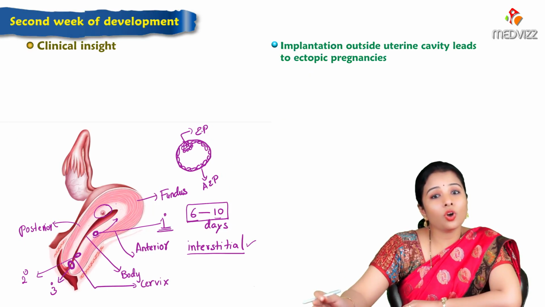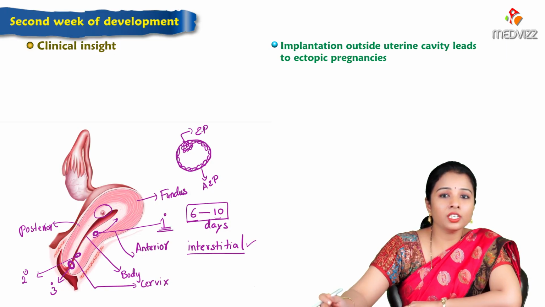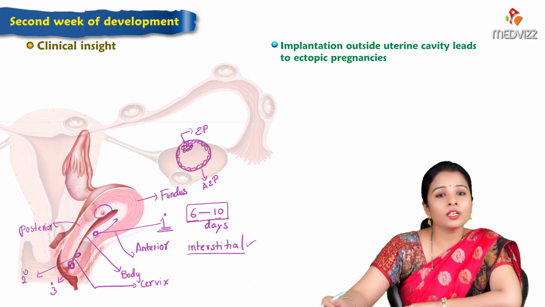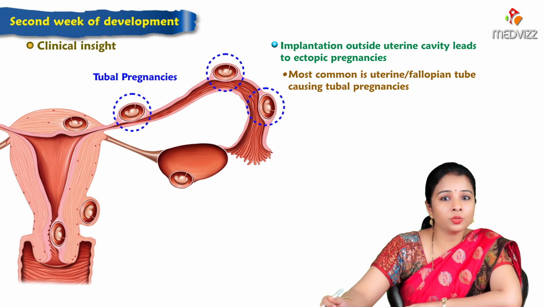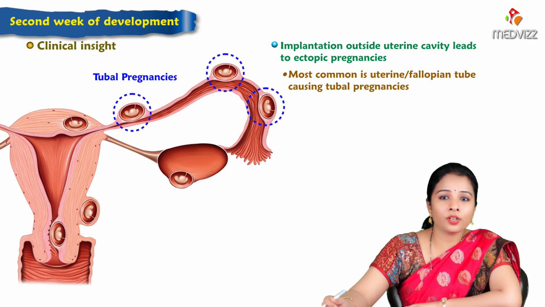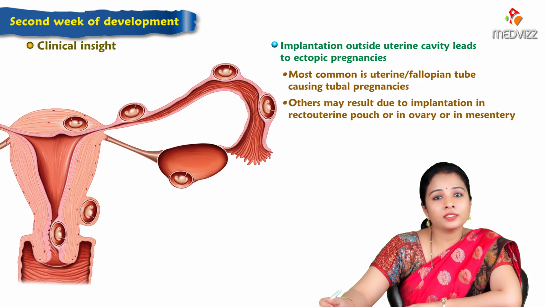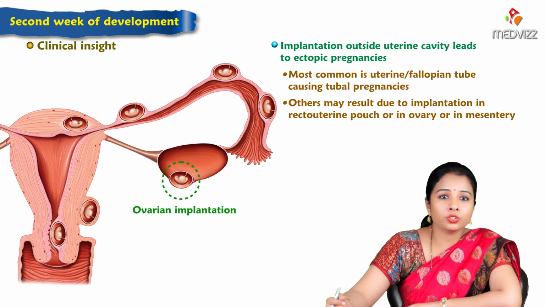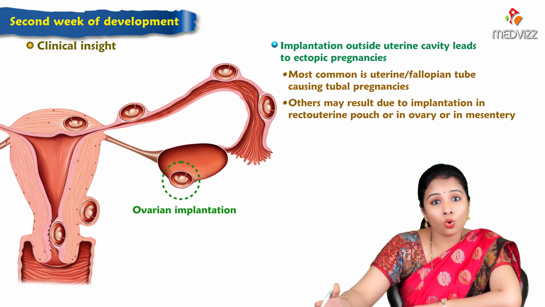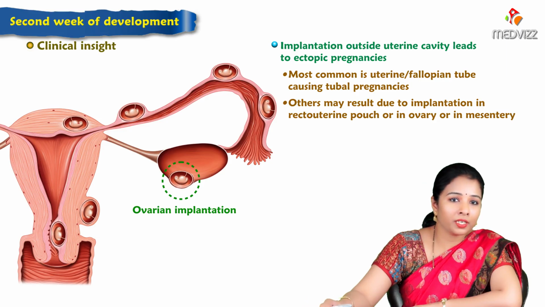So implantation outside the uterine cavity leads to ectopic pregnancies, and the most common ectopic implantation is in the uterine tube or fallopian tube, causing tubal pregnancies. The other ectopic pregnancy may result due to implantation in the recto-uterine pouch, or the implantation may occur in the ovary or in the mesentery. So all these are ectopic pregnancies.